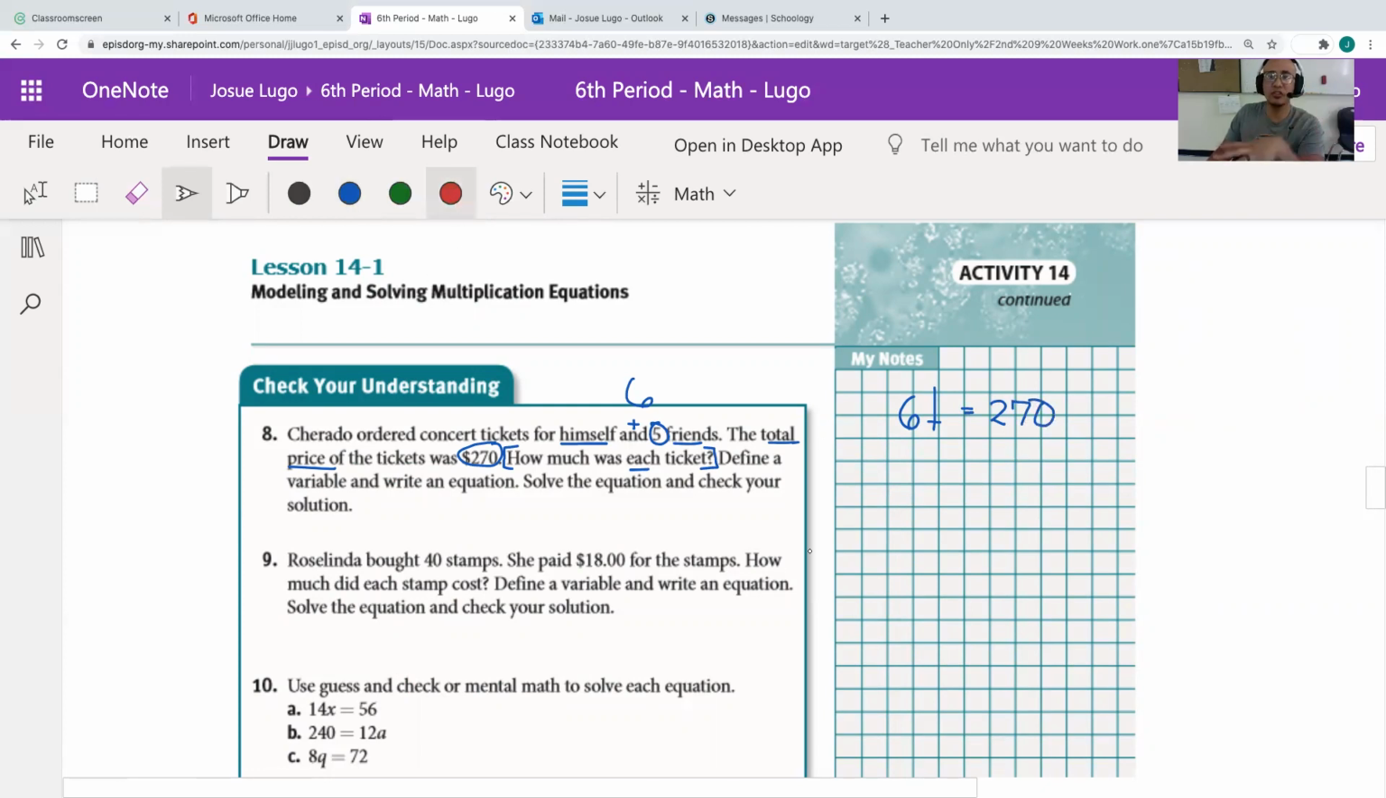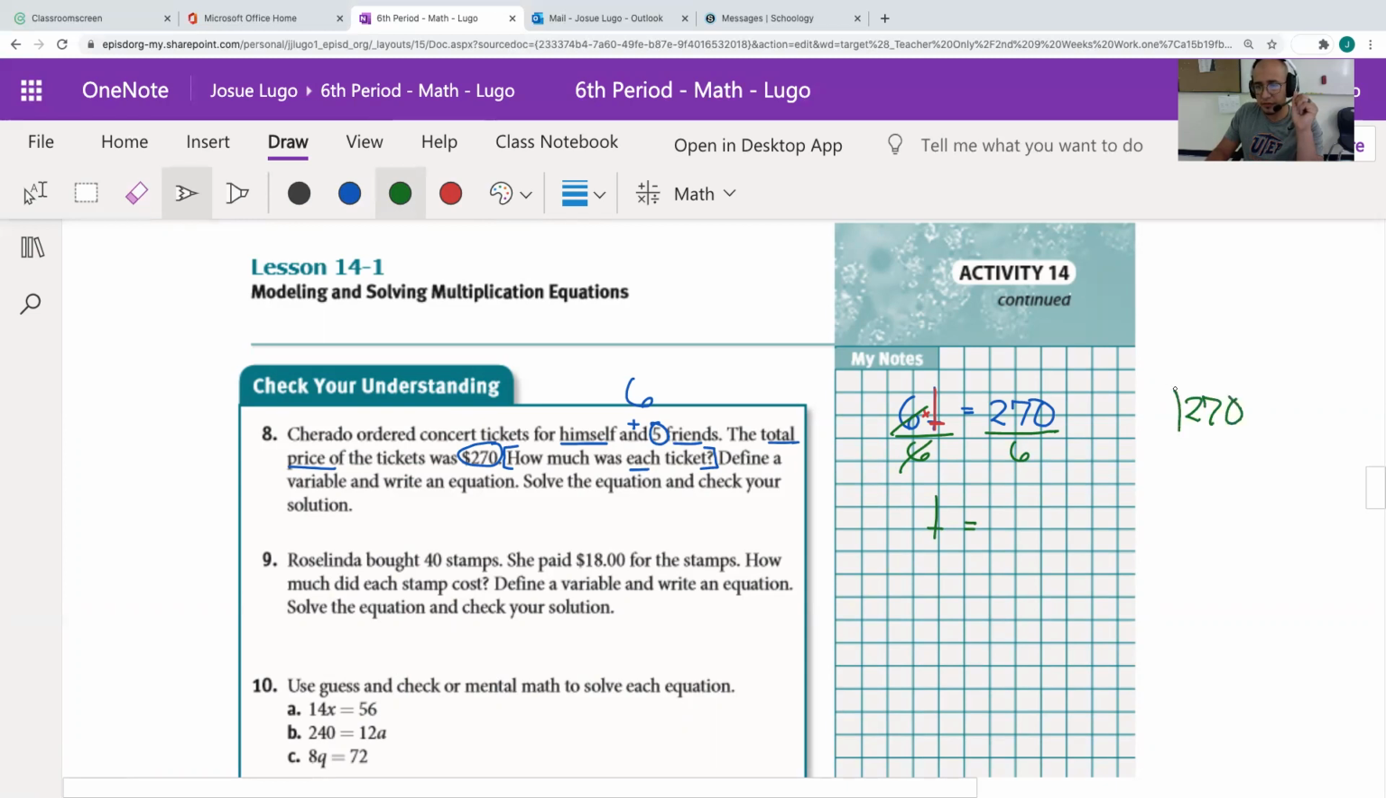Let's just focus on solving it. Remember, we want to isolate the t. We want to isolate the variable. We want that to be by itself. It is not by itself right now because I am multiplying. So I'm going to use division because division is the opposite of multiplication. So 6 divided by 6, that is 1. So 1 times t is just t. But whatever I do to one side, I must do to the other. So 270 divided by 6. So let's go ahead and work that out.